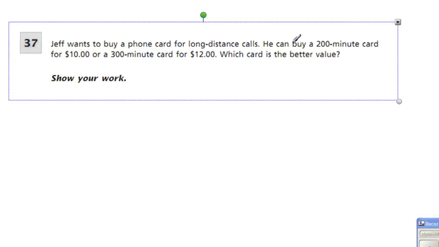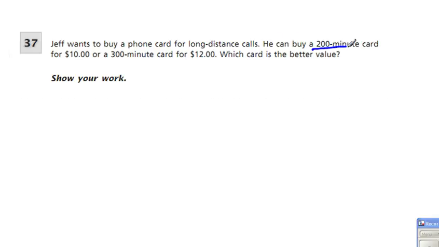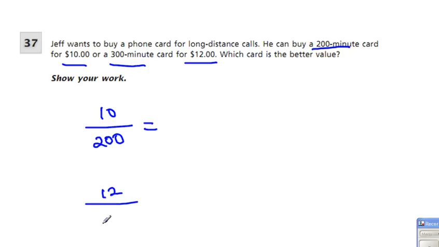He wants to buy a phone card for long distance, so he can buy 200 minutes for $10 or 300 minutes for $12. Which card is better value now? Basically, better value will be per minute. It has to cost less. Then one thing we can do is simply divide 10 by 200, versus the other one, 12 divided by 300.